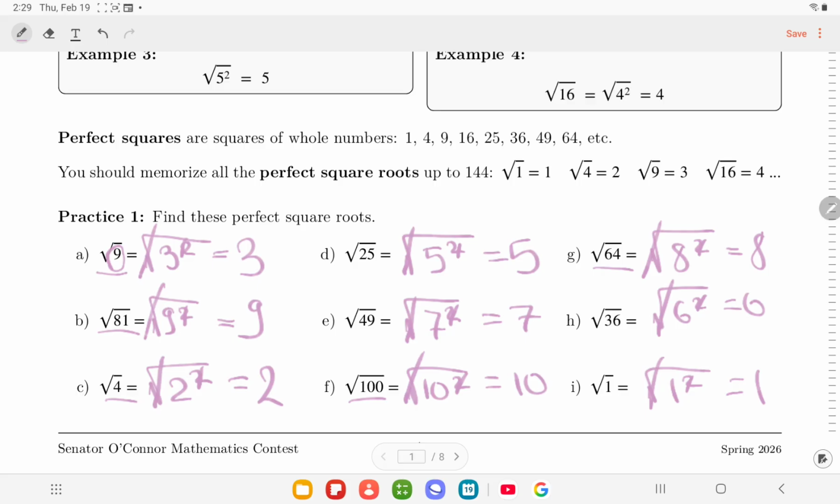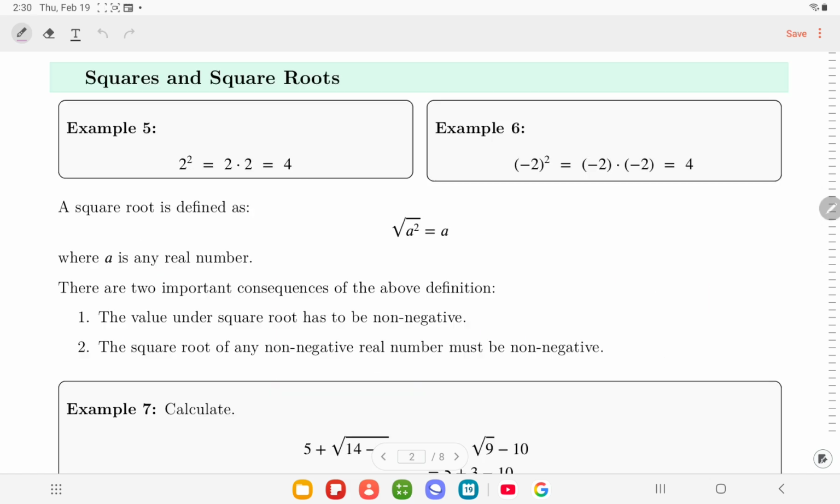And I did these all rather quickly because I have them memorized, but you guys should try them all again on your own and check if you get the right answers.